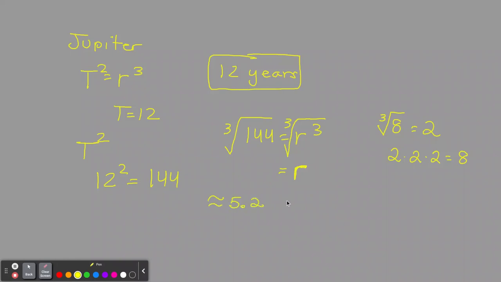So that is in AU. So remember, 1 AU was about 93 million miles. The distance Earth is on average to the sun. And Jupiter is 5.2, which gives us about 484 million miles.